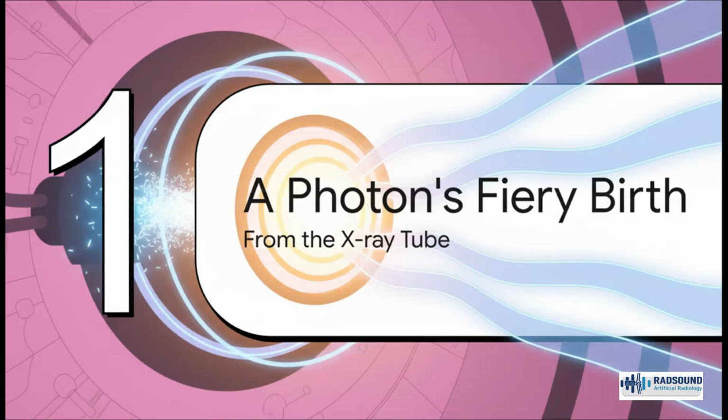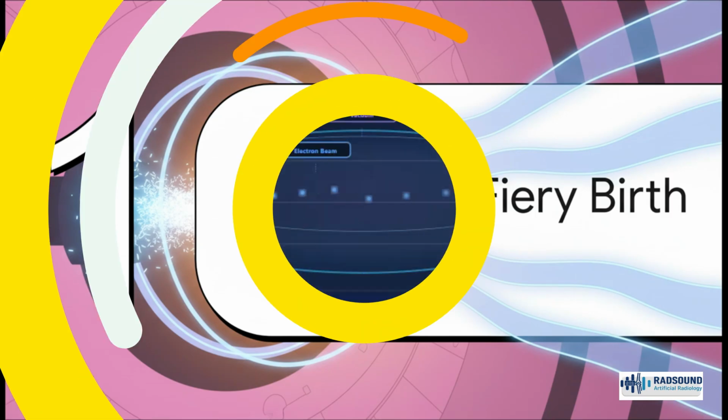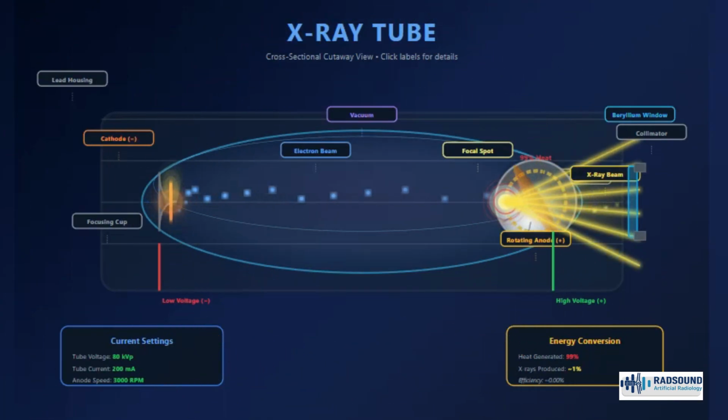So our whole story kicks off deep inside the X-ray tube. This is where a super high-speed electron slams into a metal target, releasing all its energy and creating a brand new X-ray photon. And just like that, it's off on its mission.